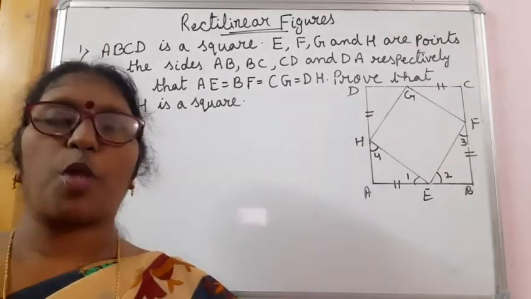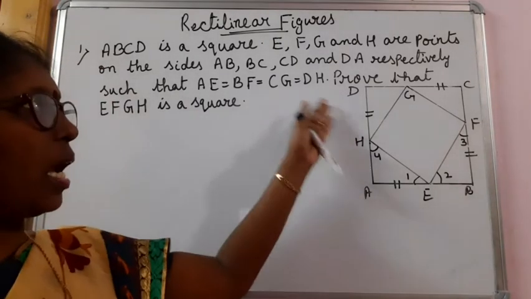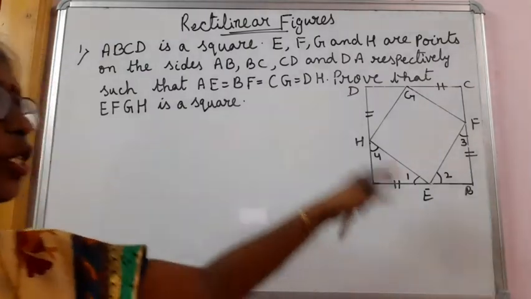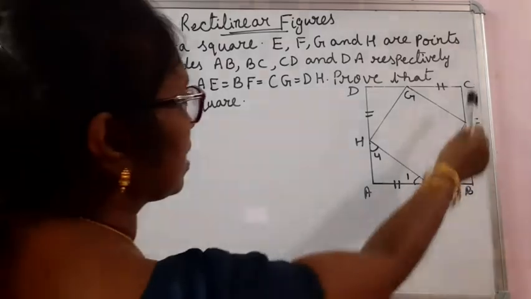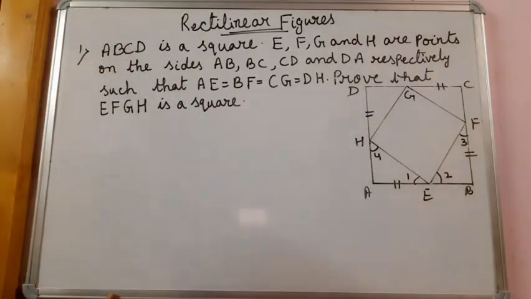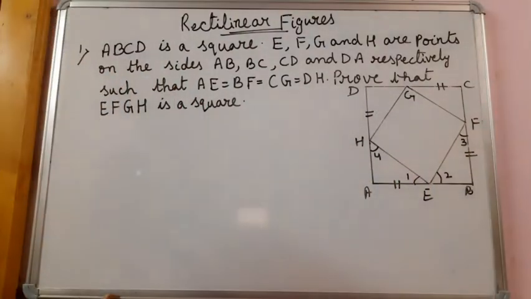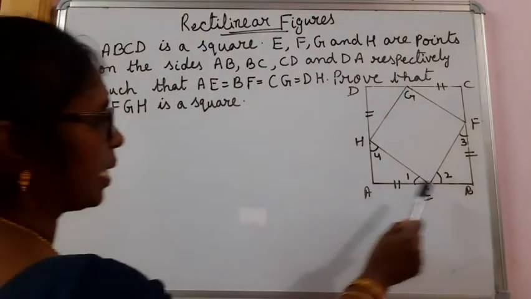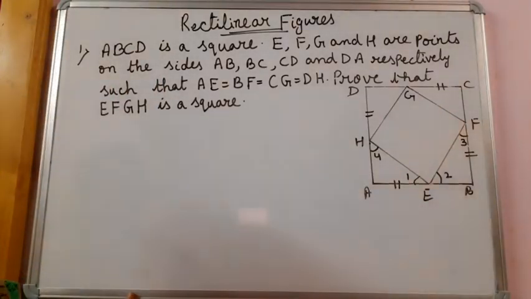Today let us have a problem based on rectilinear figures, and this is a figure based problem. What is that? Let us have ABCD is a square given. E, F, G and H are the points on the sides AB, BC, CD and DA. That is what is given to us.